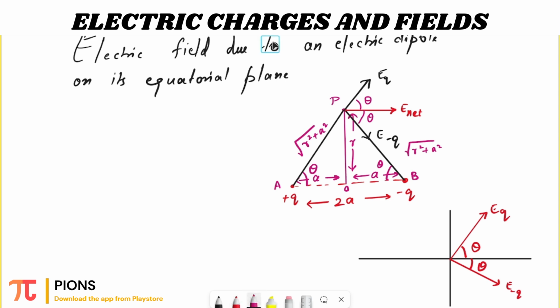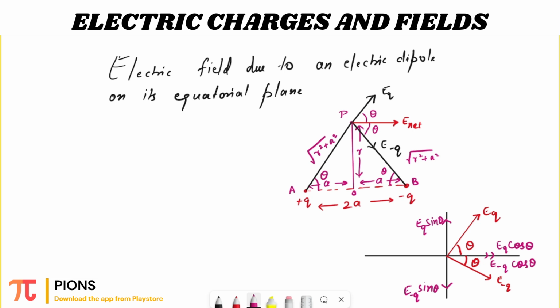Okay, so we can split this EQ as, in this side the component of EQ will be EQ sin theta, and in this side it will be EQ cos theta. And E minus Q, we can point it here in this direction, E minus Q sin theta, and the component of that will be this side as E minus Q cos theta. So this will be the way we will make use of, though you don't have to draw the second diagram in board exams, right? You have to only draw the first diagram. Okay, and let's see how to proceed.